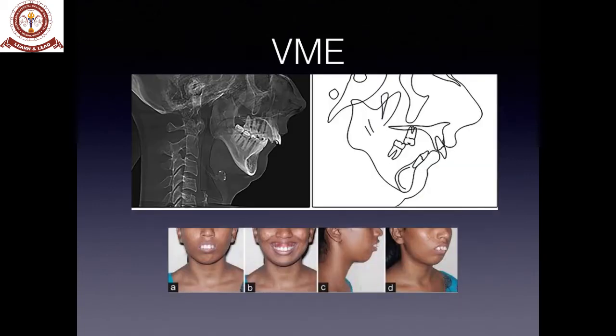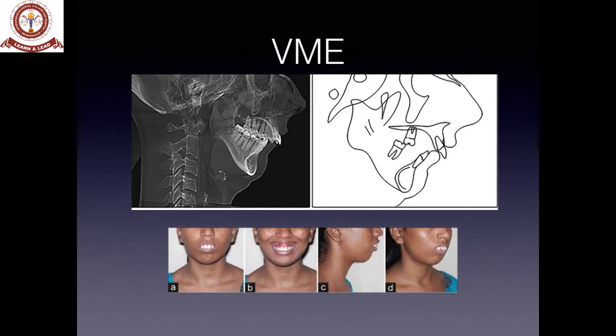If you can see the radiograph, the graphical representation and also the clinical presentation, you can see clearly that there is increased incisal show. As I was discussing, only 2 to 4 millimeters of incisal show should be present, but if you see the clinical picture, almost the entire incisor is seen, and when the patient laughs, there is increased show of the gingiva.